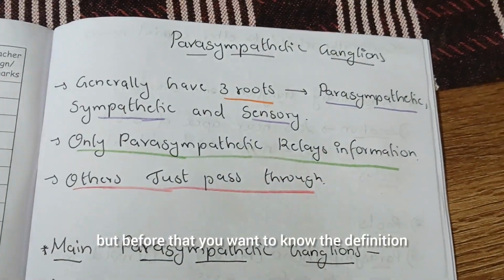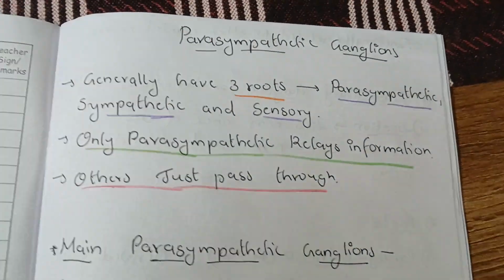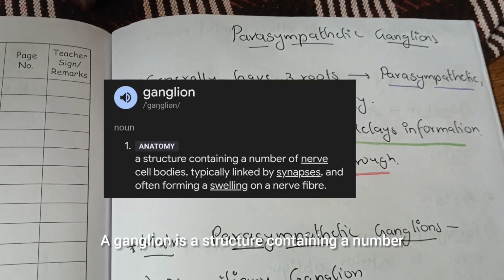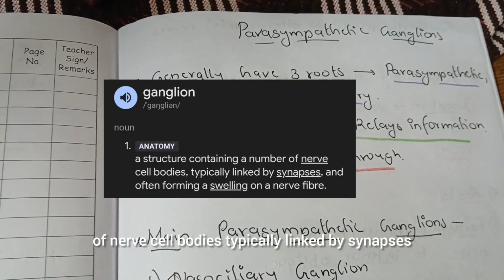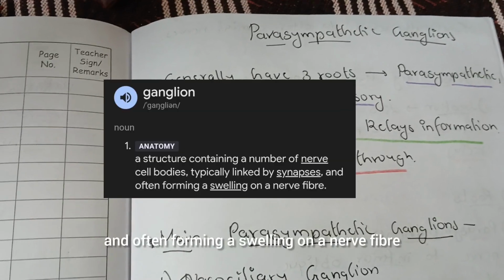Okay guys, now we are going to see parasympathetic ganglions. But before that, you want to know the definition of a ganglion to learn parasympathetic ganglions. A ganglion is a structure containing a number of nerve cell bodies, typically linked by synapses and often forming a swelling on a nerve fiber.